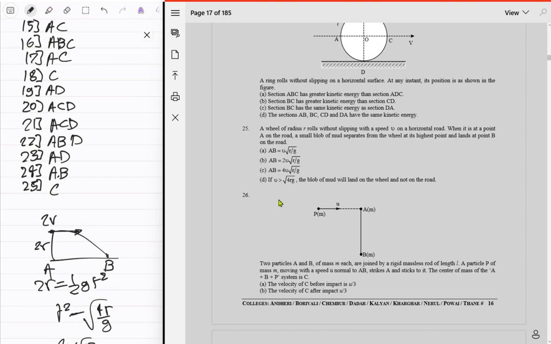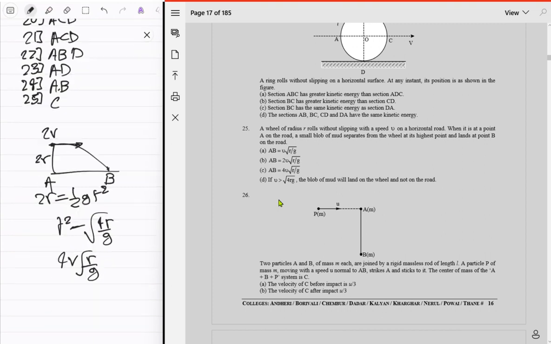Wait, what? No, but this is going at 2V and this is always just V, and this is actually descending as well. Do I really have to solve for the coordinates and whatnot? I guess so. I think this depends on R, right? That's the thing. So the blob will land... you just have to figure it out.